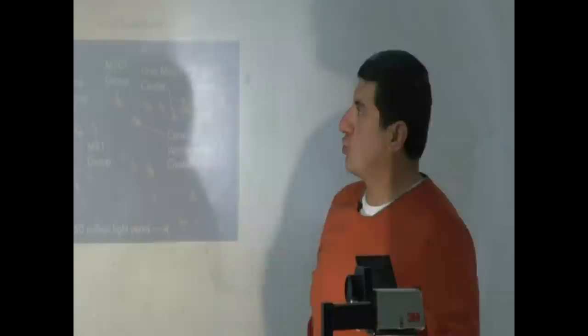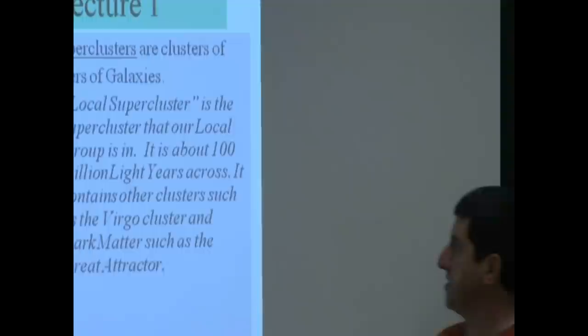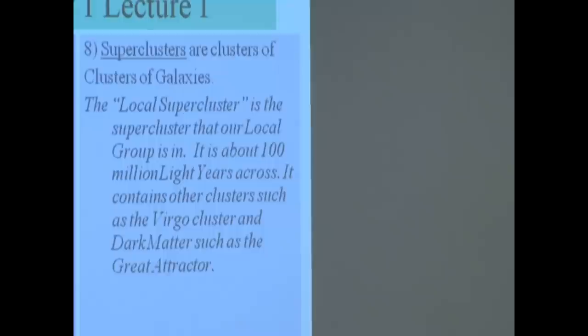So superclusters are clusters of galaxies. And again, the one that we live in is called the local supercluster. It is the supercluster that our local group is in. It is about 100 million light years across. It contains other clusters, such as the Virgo cluster. And it contains dark matter, such as the Great Attractor.